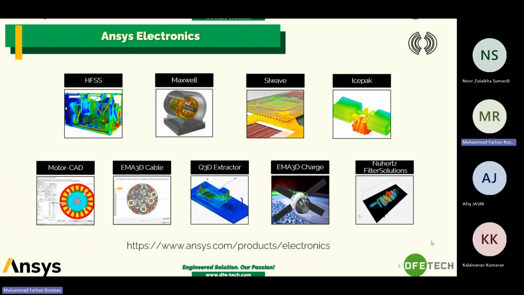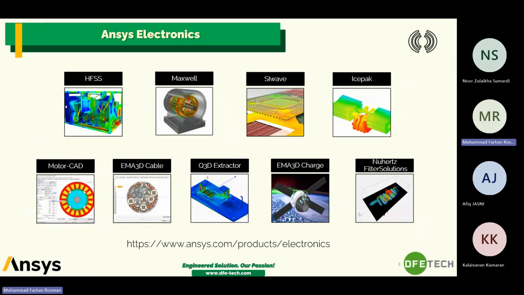Ansys Electronics includes HFSS, Maxwell, SIwave, iSpec, Motor-CAD, EMA3D Cable, Q3D Extractor, EMA3D Charge, and the Nuhertz FilterSolutions. If you want to find out more about all these electronics products, you can go to this website here, ansys.com/product/electronics. And for today, we're going to use Ansys Maxwell for simulating the electromagnetic brake.